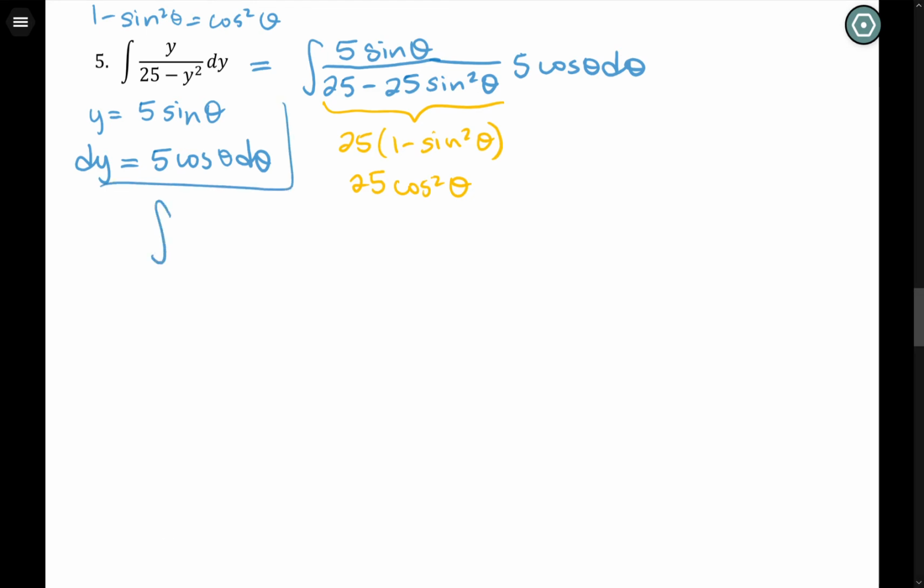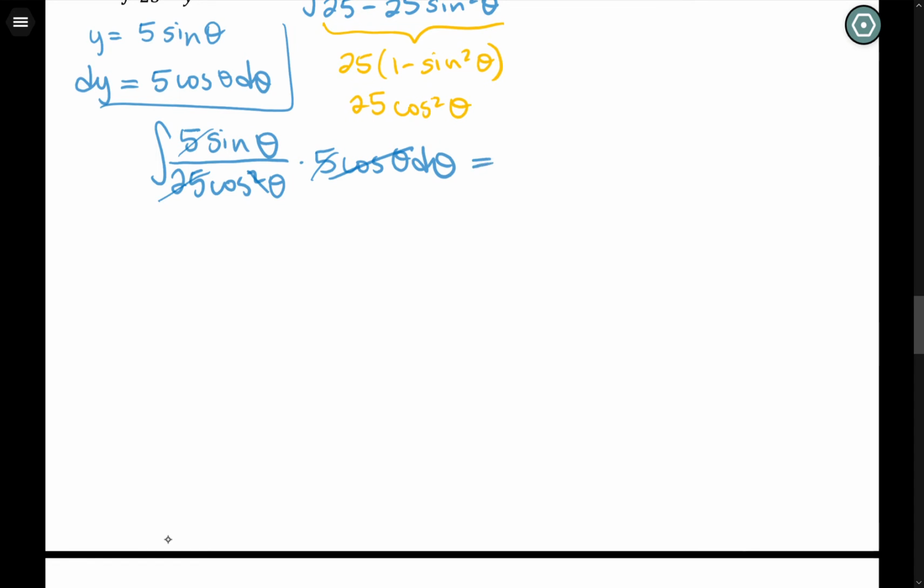the integral of, hold on, what do we have? So on the top we still have our 5 sine theta. On the bottom we now have a 25 cosine squared theta. And then we're multiplying by 5 cosine theta d theta. Okay, so the 25 cancels with the two 5s. We get to get rid of one of our cosines. And we're left with, what are we left with? Sine theta over cosine theta d theta.